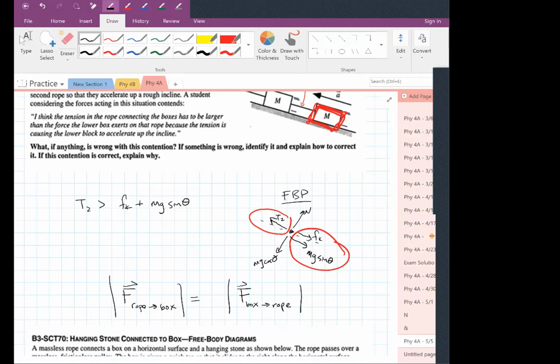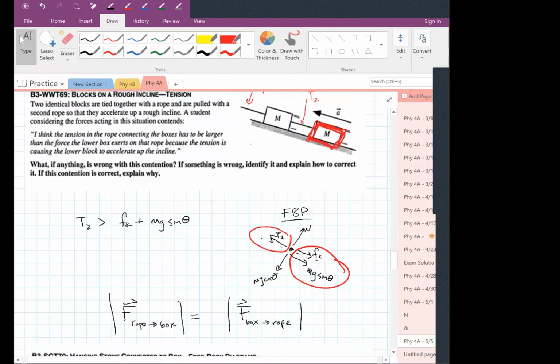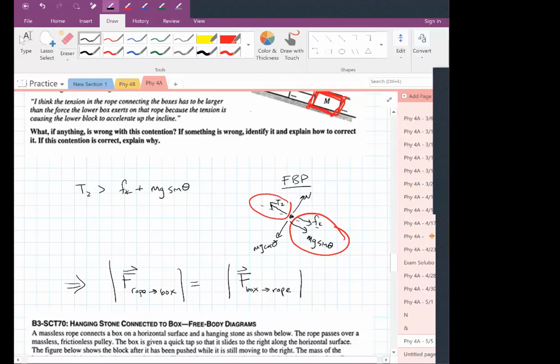We're okay with this one? So we understand the tensions. T1 has to be greater than T2. We understand what T2 has to be greater than. Tension 2 has to be greater than friction plus mg sine theta. And that these two forces are a Newton's pair. They have to be the same magnitude, opposite direction. Okay.